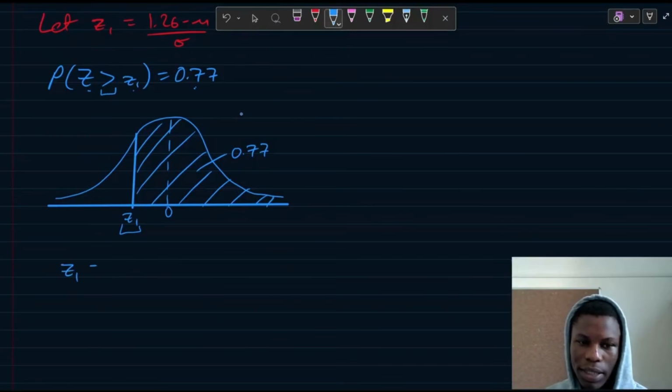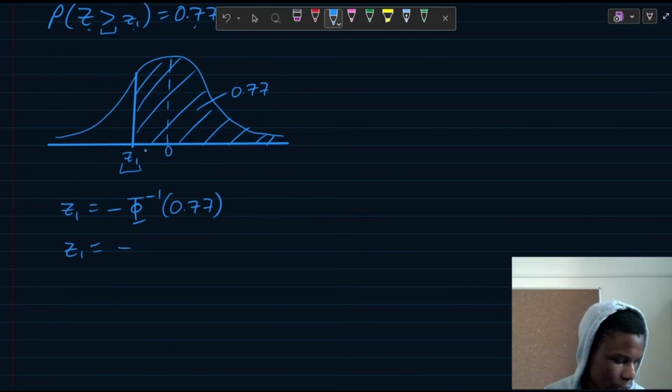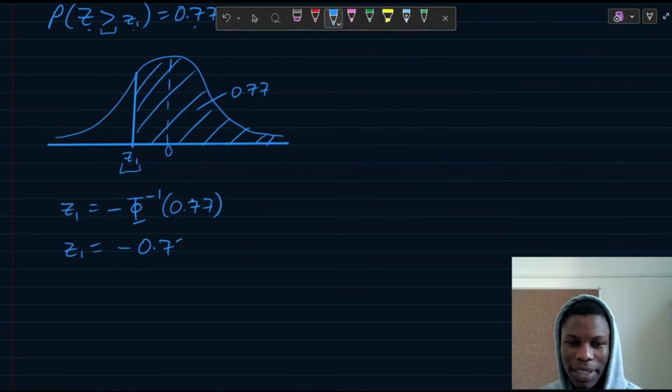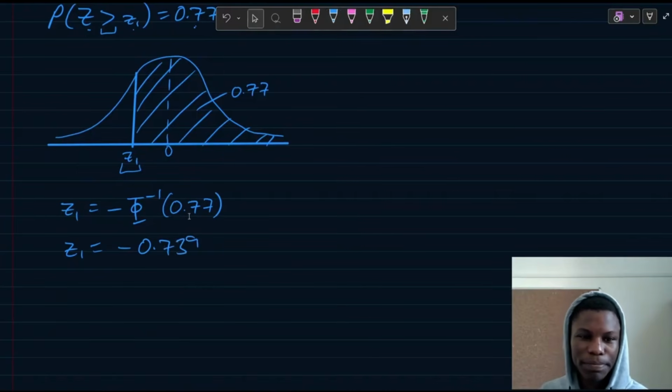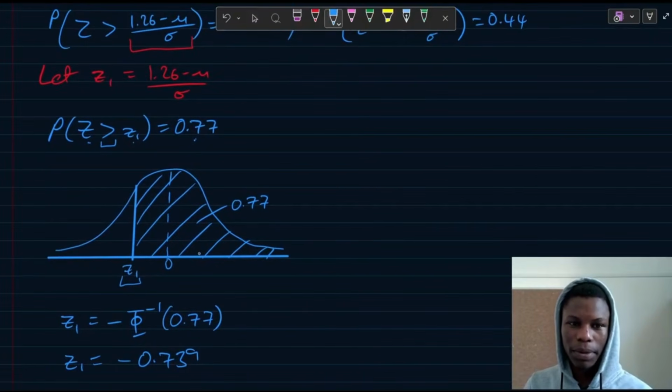So Z1 is going to be negative, and we want to read our tables in reverse to find a Z value that corresponds to a probability of 0.77. So go to your tables, read off arc-phi of 0.77, and that's going to be equal to 0.739. Okay. Can't read my own handwriting. Shocking. All right. So if we go back up, we have that Z1 is equal to that.